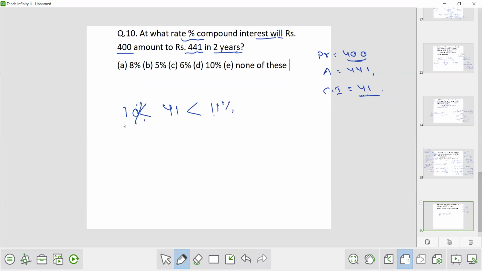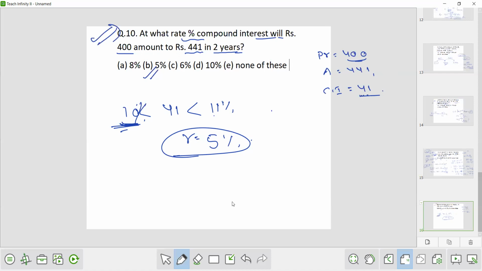So this is between 10% and 11% again. Now this is just greater than this even number, that is 10. So again the rate is 5%, because this 10% rate is for 2 years. So for 1 year the rate is 5%.